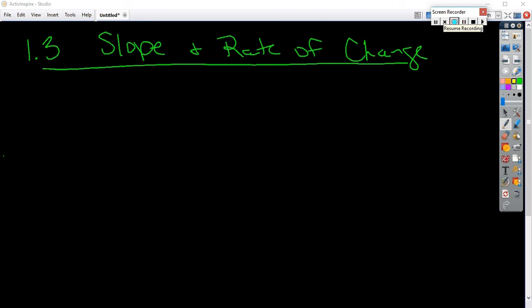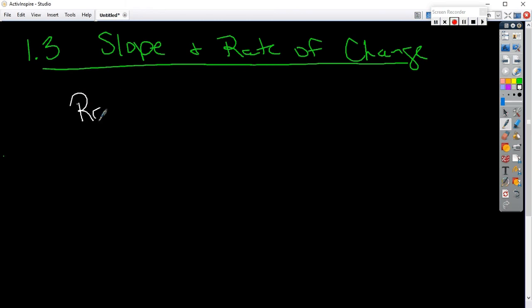All right, slope and rate of change. This should be an easy lesson for you because it should be something you remember from Algebra 1. I feel like I keep saying that every time we start a lesson. The next lesson is slope-intercept form of a line, writing the equation. This one is just focused on the slope and rate of change.